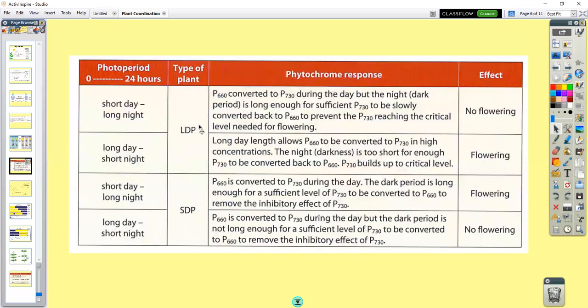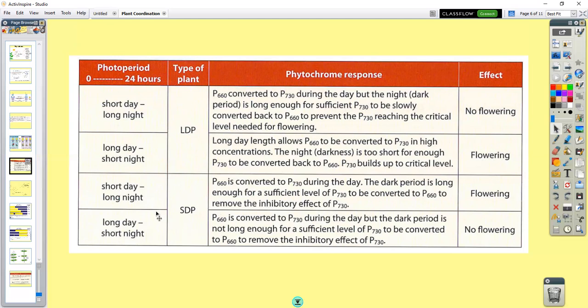Okay, again, we can see the two examples here of each type of day. So with a long day plant with a short day, long night, the P730 doesn't reach that critical level needed to stimulate flowering. So we don't get flowering. In the longer day, you do have that P660 converted to P730, high enough levels of P730 to stimulate flowering.